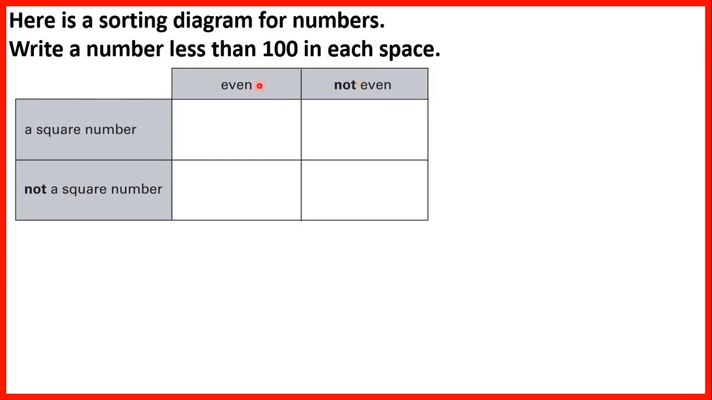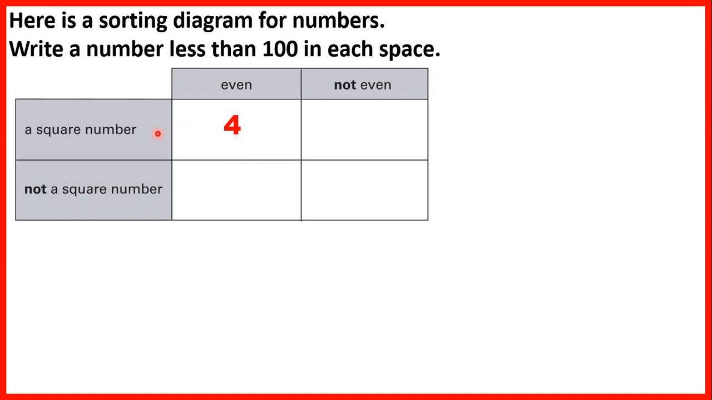So an even number ends in 0, 2, 4, 6 or 8, because an even number is a multiple of 2, or a number in the 2 times table. So for this box here, we need a square number that is also even. So we could have 4 here, because 2 times 2 is 4, so it's a square number and it's an even number. But there are lots of other possibilities as well, as there are for all of our boxes.